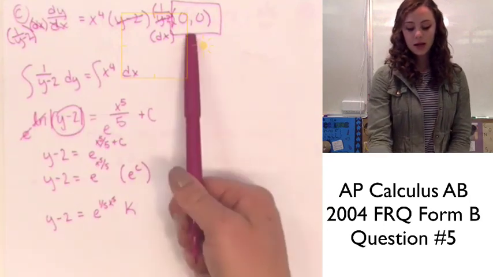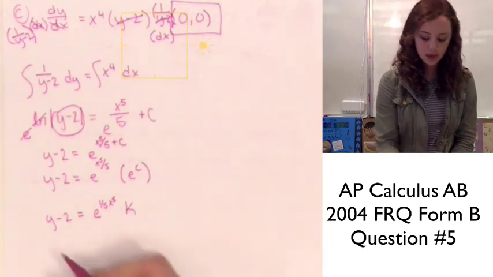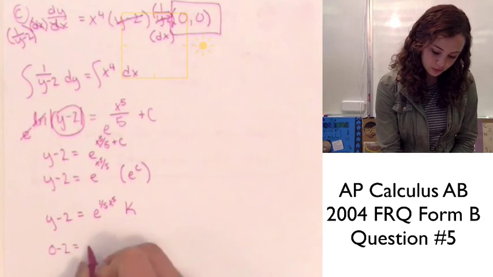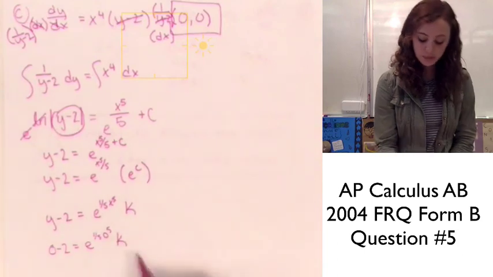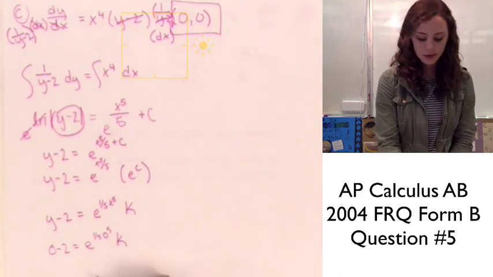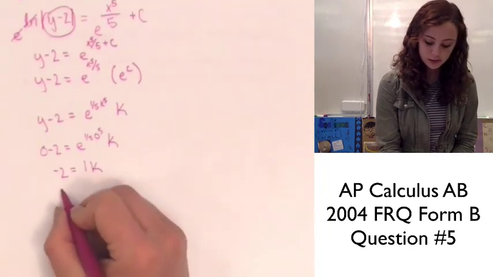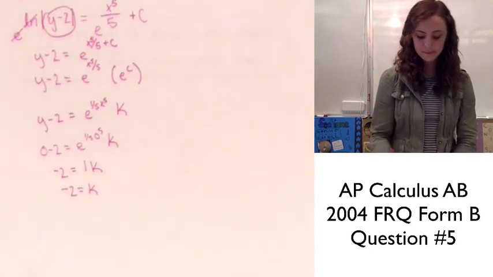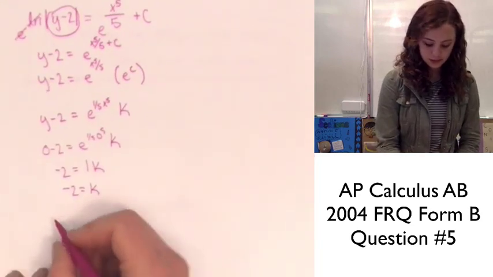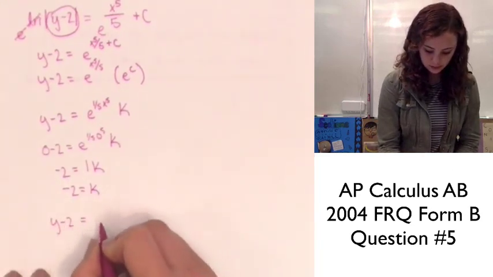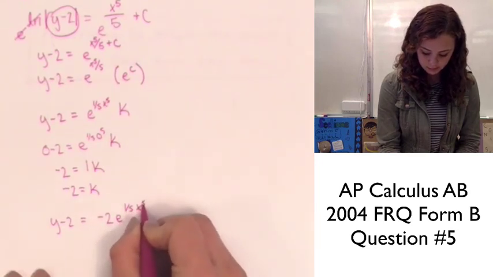So let's go ahead and plug in our initial condition values of x and y to find our value of k. So we know that 0 minus 2 is equal to e to the 1/5 times 0 to the fifth times k. And we know that anything to the 0 power is going to be 1. So we have negative 2 is equal to 1k. So negative 2 equals k. So let's go ahead and plug this back into this equation and set it equal to y. So we know that y minus 2 is equal to negative 2e to the 1/5 x to the fifth.